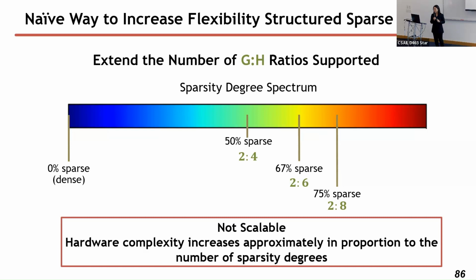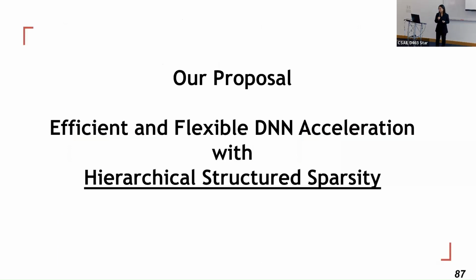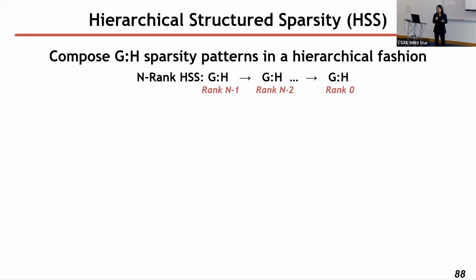So to solve this problem, we propose an efficient and flexible way to perform DNN acceleration with a novel sparsity pattern called hierarchical structure sparsity. So what is hierarchical structure sparsity? Hierarchical structure sparsity, or HSS, refers to the fact that we can compose G to H sparsity patterns in a hierarchical fashion, where each level in a hierarchy is referred to as a rank. So an n-rank HSS refers to the fact that we will have n G to H ratios, with each ratio being different in each rank.